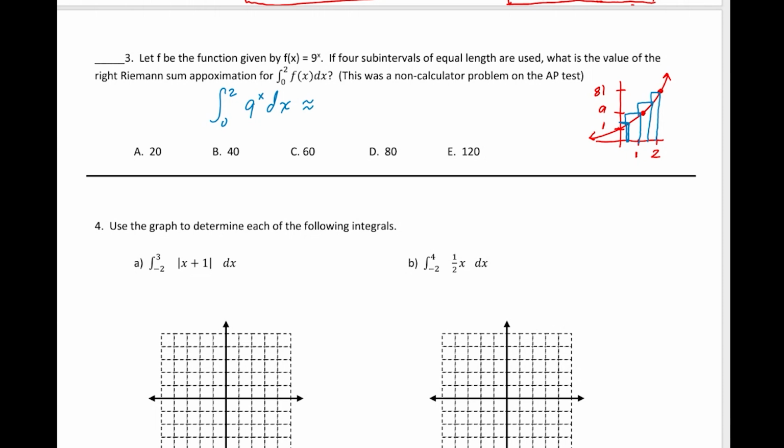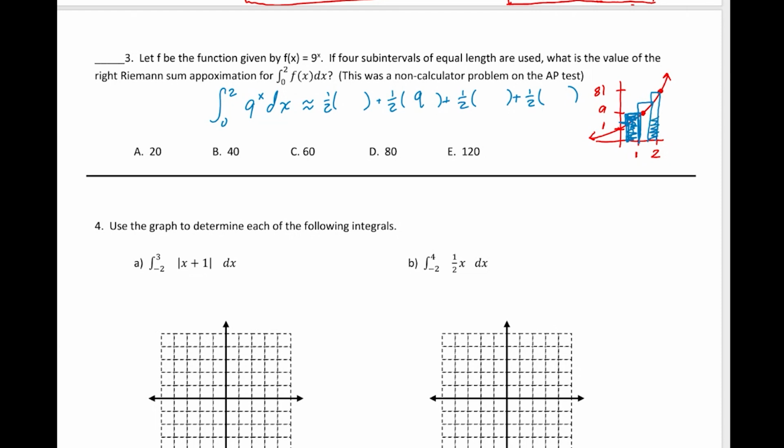Now, the width of each rectangle is 1/2. So we've got 1/2 times whatever the height is. We've got 4 of these. And so we just really need to make sure we've got the right heights on each rectangle. So let's do the easy ones first. Like the height of this second rectangle is going to be whatever 9 to the first power is, which is 9. So that's this one. This one's taken care of right here.